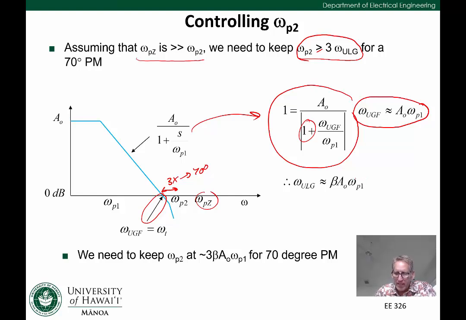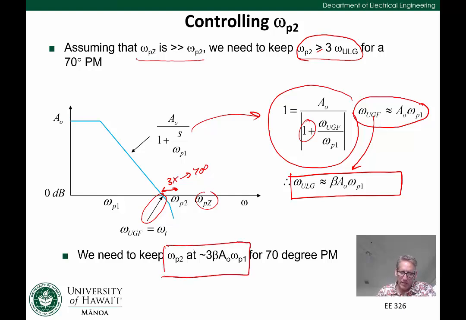So that tells us omega T, again, this is omega T in your book, the unity loop gain frequency. Actually, this has more to do with the loop gain, so if we're including beta, then it's going to be beta times this omega UGF. So if we have feedback and we're including the effects of beta, we need omega P2 to be approximately 3 times beta A0 omega P1. Most of that should be review at this point.